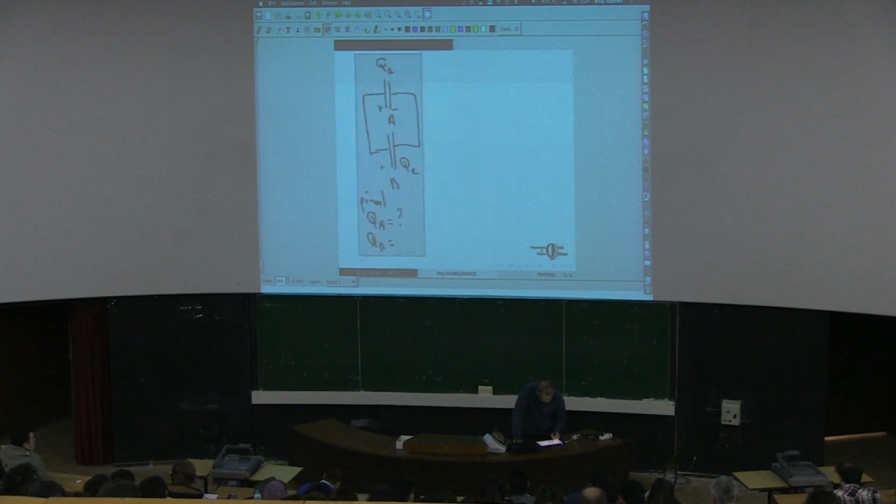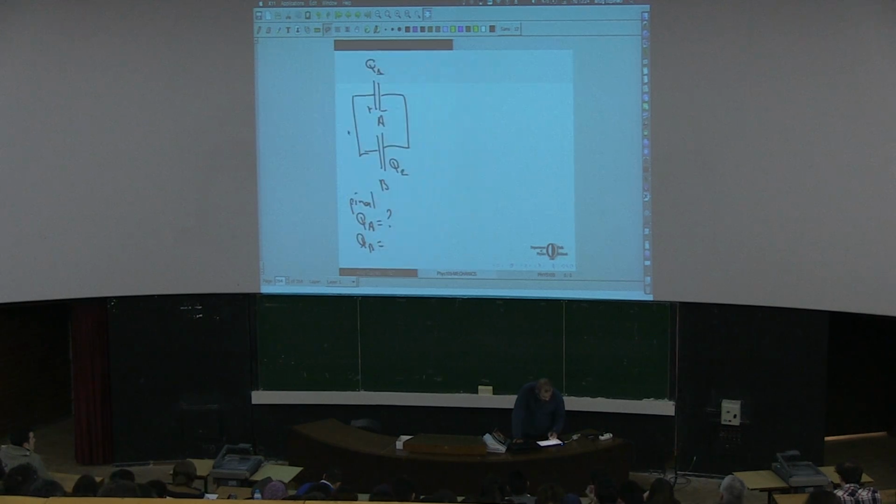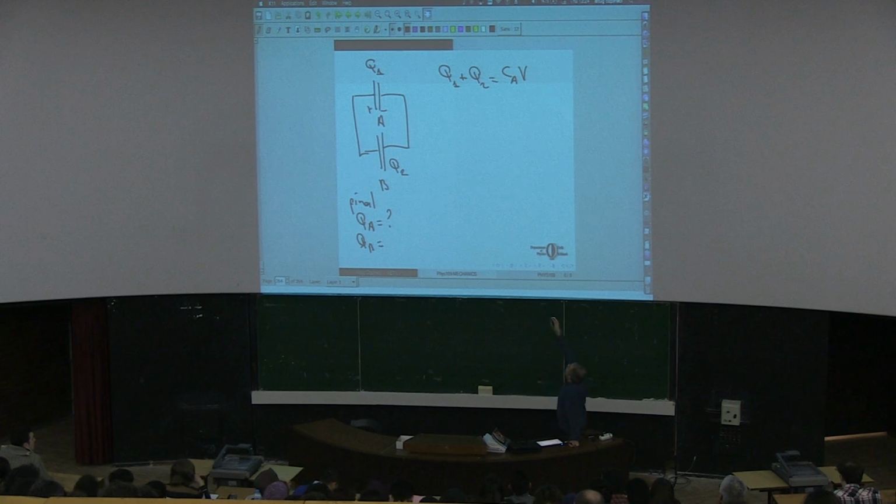So let's look at this one. First of all, we know the charge should be conserved. So Q1 plus Q2 has to be equal to Ca times V. This is the initial charge of the A capacitor. The B capacitor is empty. This is the total charge after they are connected.